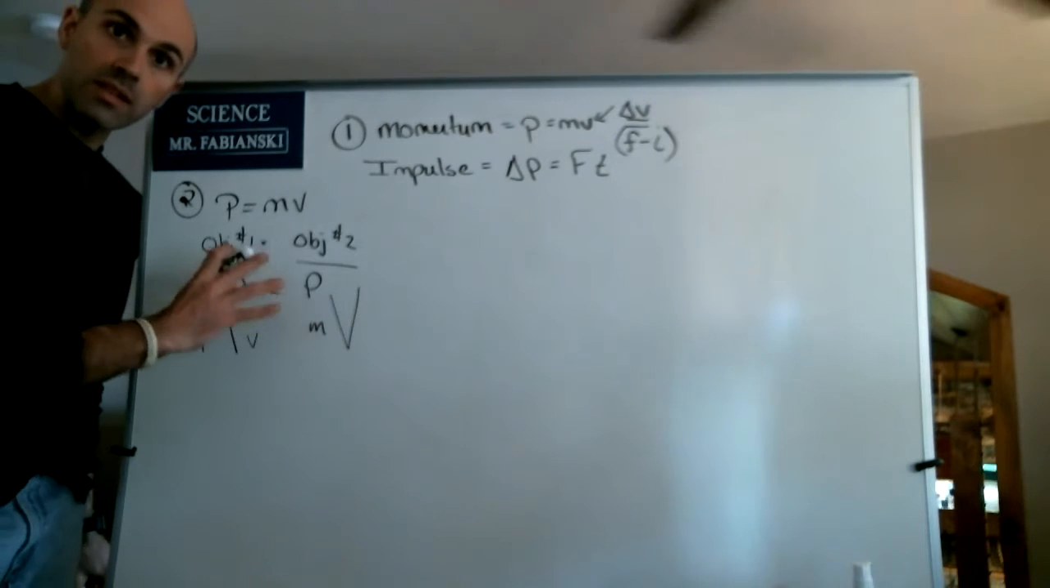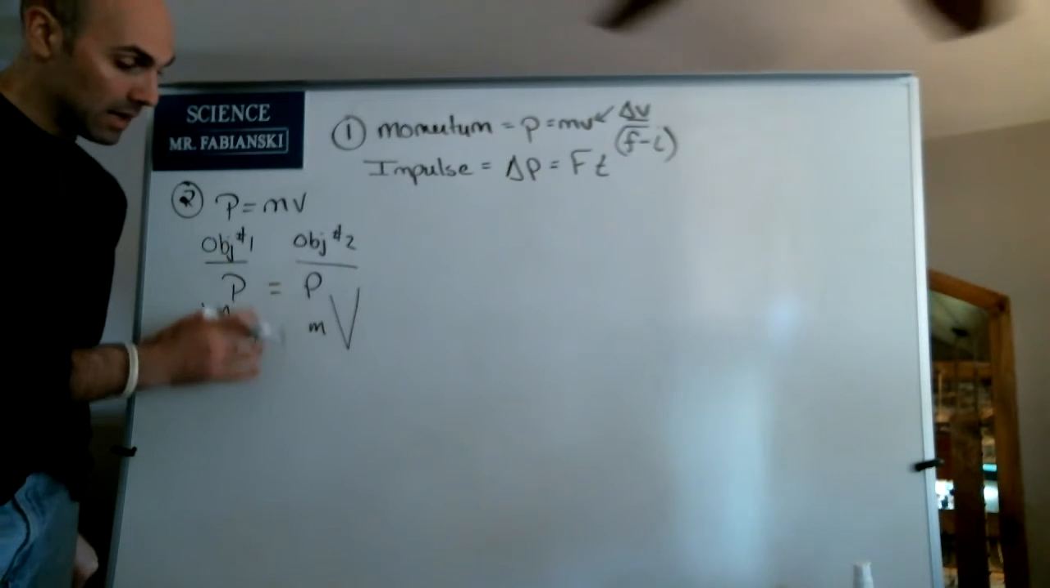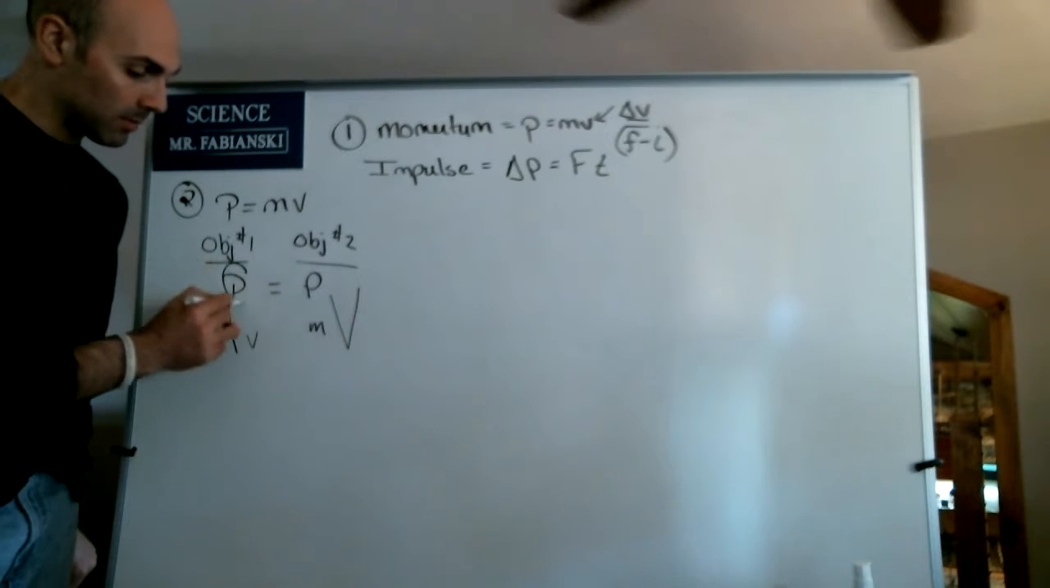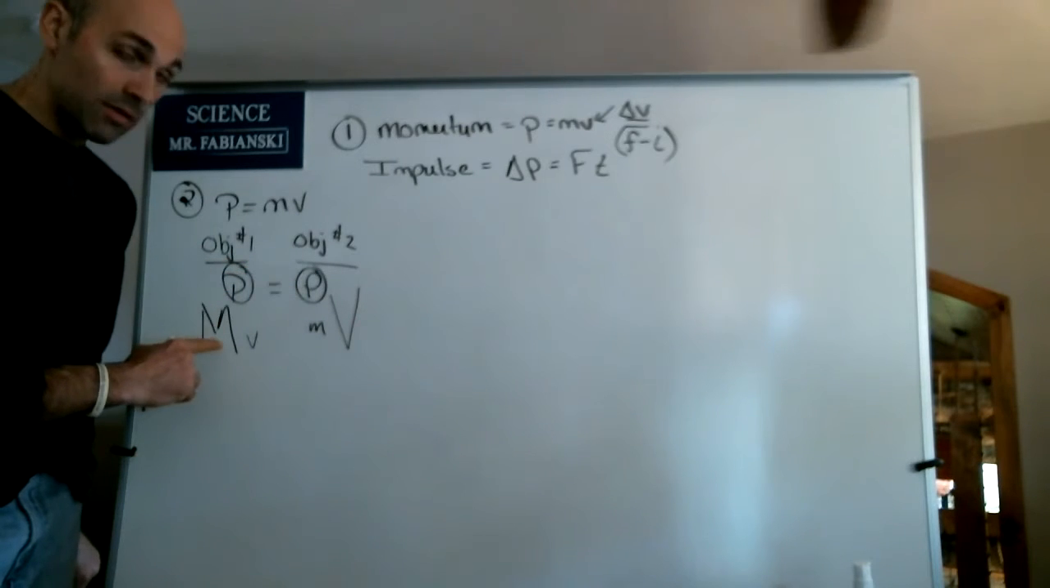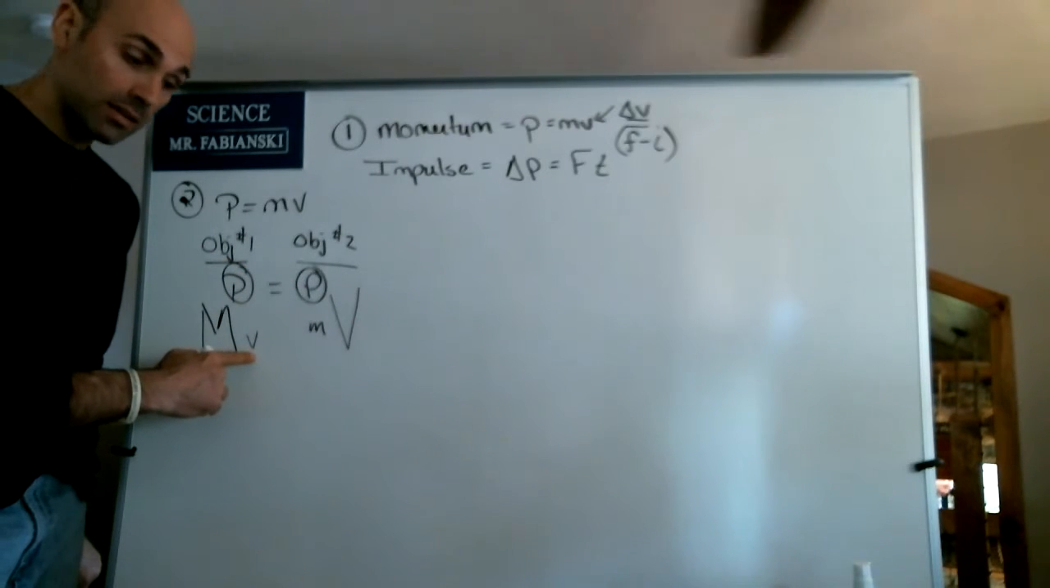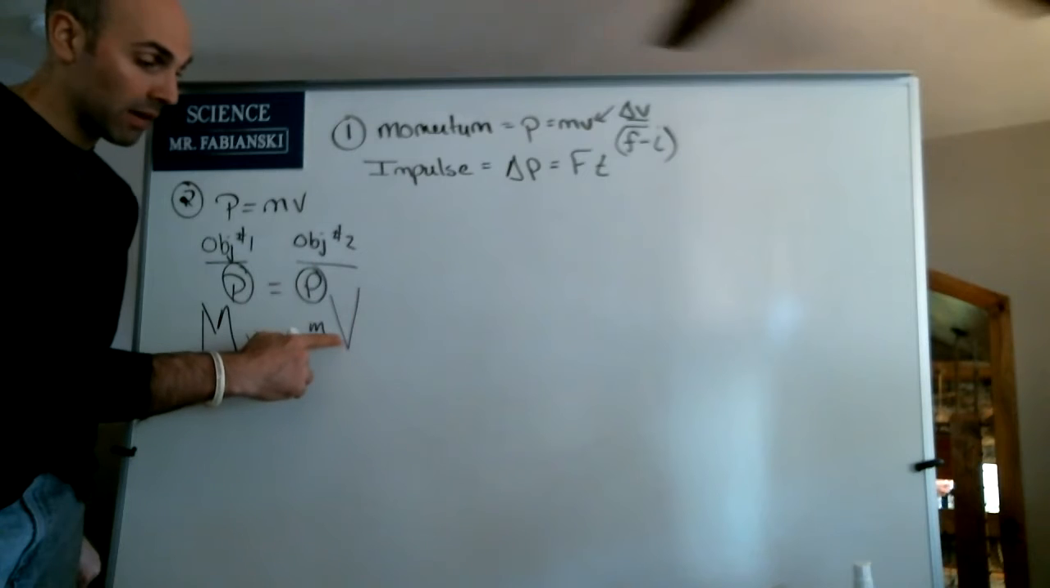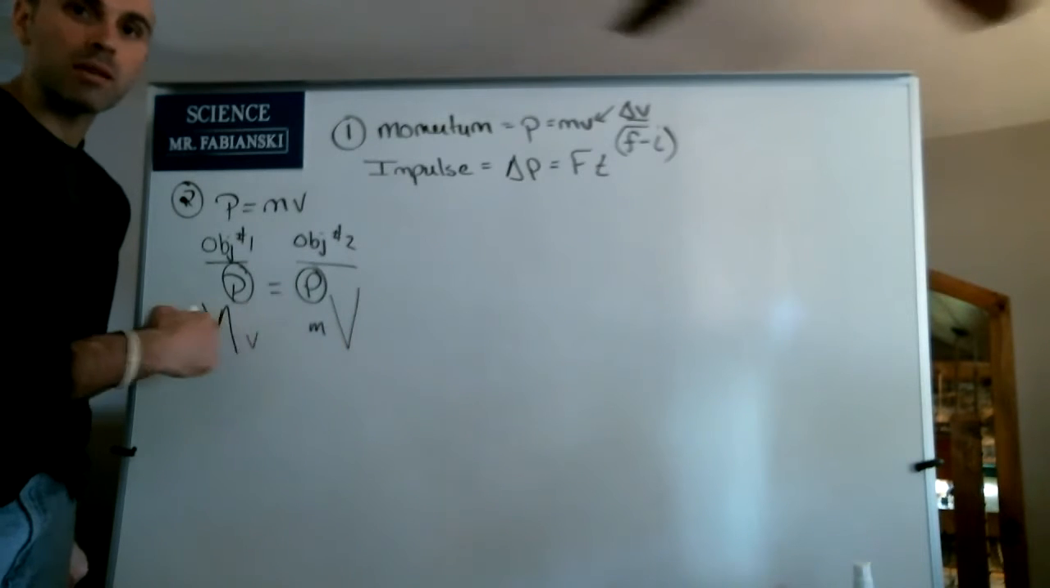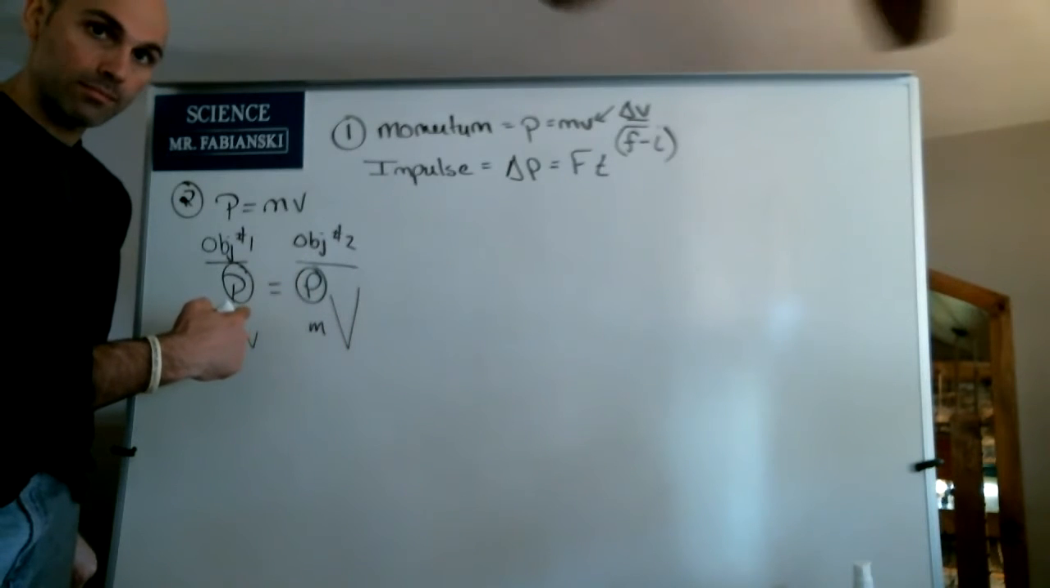So think of this like a seesaw, okay? If the momentums are the same, if you have a big mass, you have to have a little velocity. If you have a little mass, you have to have a big velocity. They have to equal out in some way, okay?